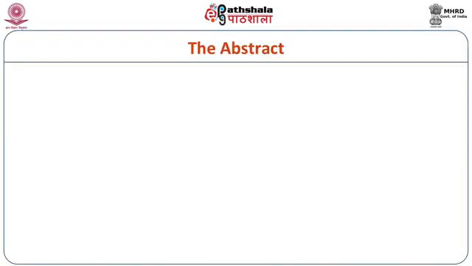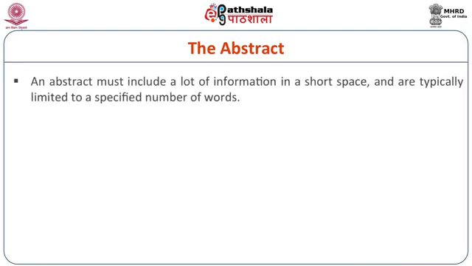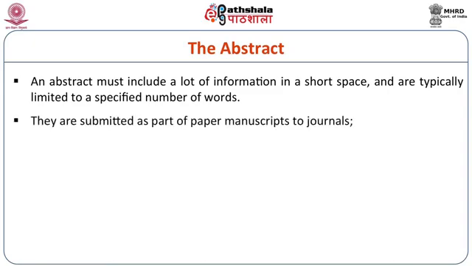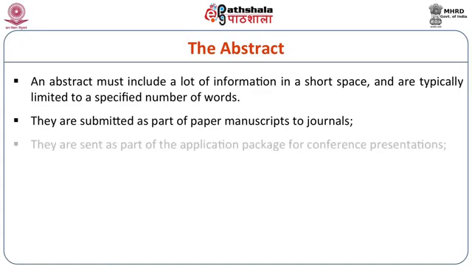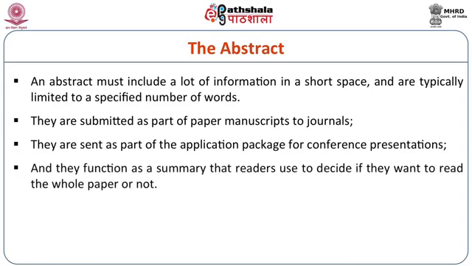According to the APA model, the abstract of your research paper should precede. An abstract must include a lot of information in a short space and is typically limited to a specified number of words. They are submitted as part of paper manuscripts to journals. They are sent as part of the application package for conference presentations, and they function as a summary that readers use to decide if they want to read the whole paper or not.